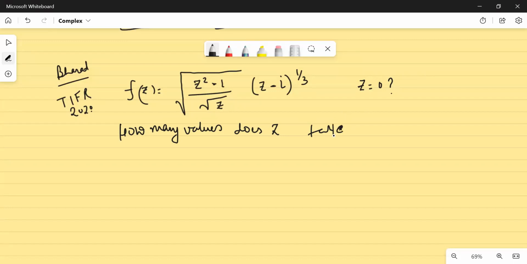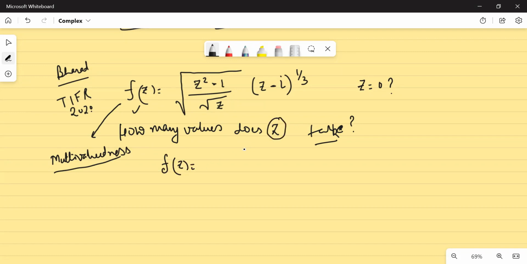Let's say, this is a question which has been asked on the multi-valuedness of the function. As much as I can understand, this is a question on the multi-valuedness of the function. So you just try to write it in a fashion where you can exclude z. Somehow you exclude z.